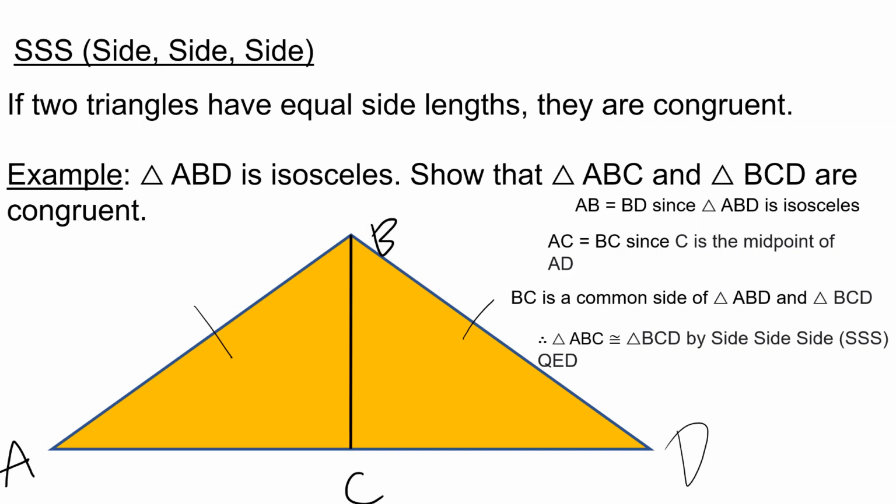And this proves that the triangles are congruent. And we use this sort of triple equal sign with a little curly top for congruence. So triangle ABC is congruent to triangle BCD by side, side, side, because we've established that AB is the same as BD. Both of the triangles share side BC, and AC is the same as CD because C is the midpoint, which shows that all three sides of the triangles are the same, so that means by side, side, side, the triangles are congruent.